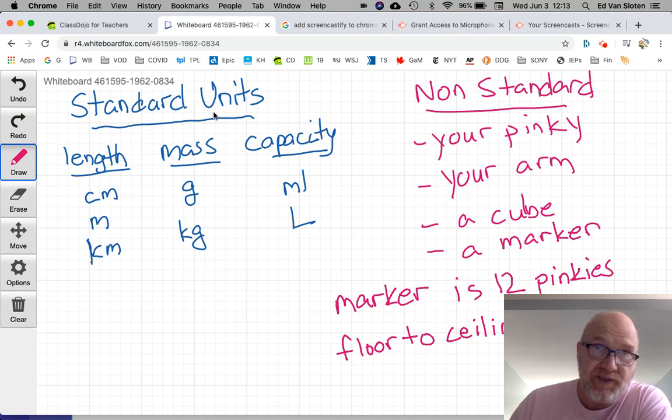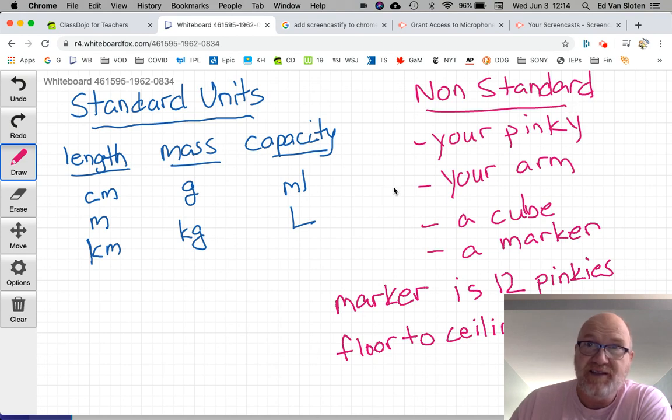Those are standard units. Whenever someone says a gram, they know how much a gram weighs. When someone says a meter, they know how long a meter is. Same with standard units for capacity. For capacity, you have milliliters and you have liters. And when you talk about those items, scientists around the world will understand these standard units. So when we say non-standard, we mean not standard units.